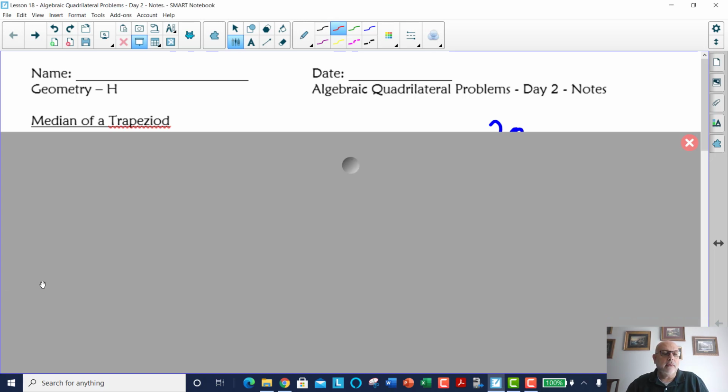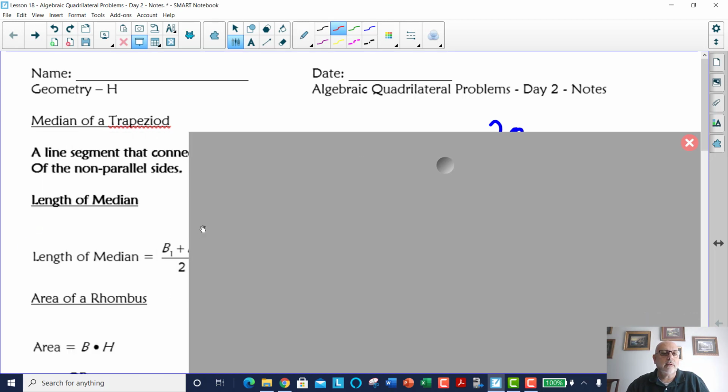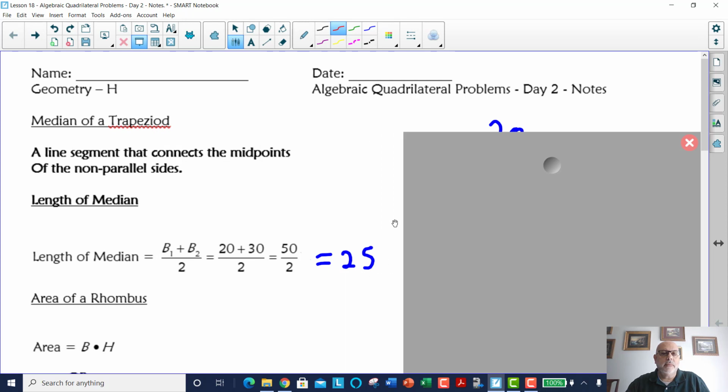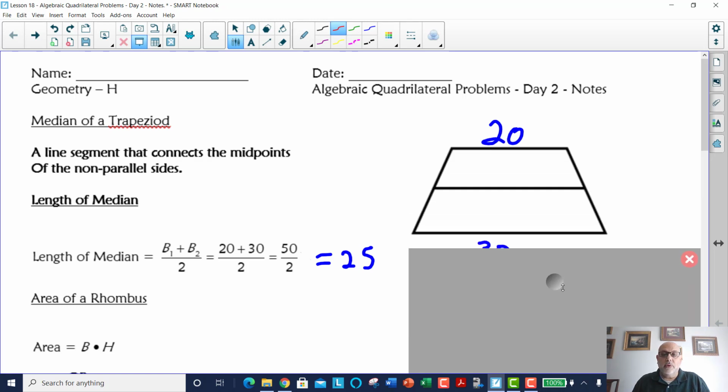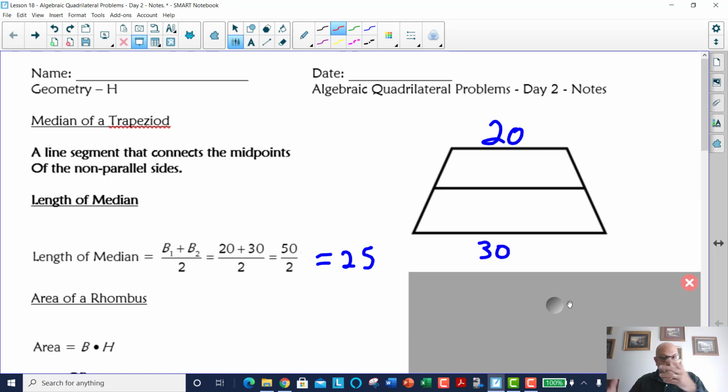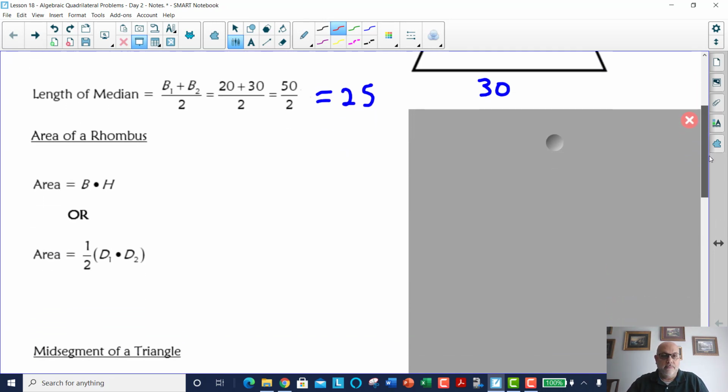So let's look at the vocabulary of what the median is. Median. It's a line segment that connects the midpoints of the non-parallel sides of a trapezoid. The length of the median is really the average of the length of the two bases. So if we look at this trapezoid here, we have bases of 20 and 30. You add them together, divide by 2. So that's the length of the median of a trapezoid. Just the average of the bases.